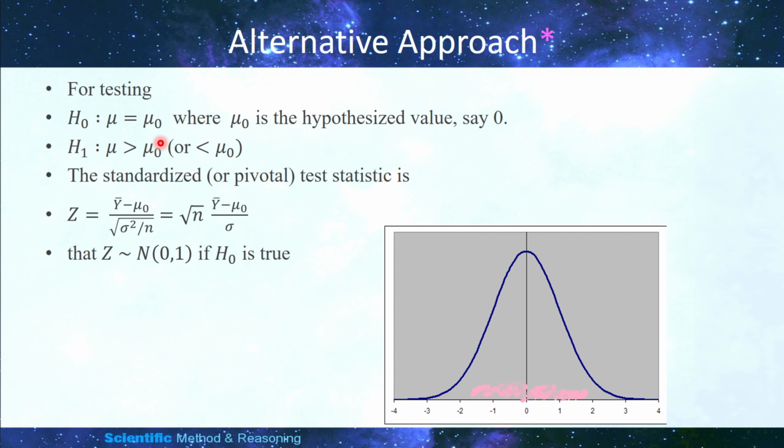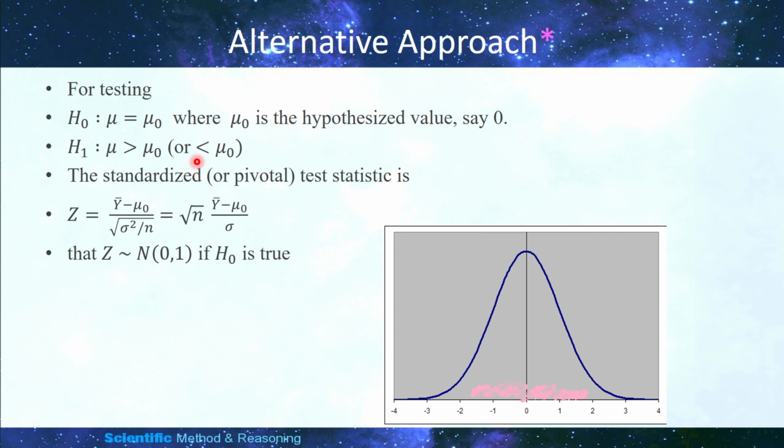Also, if we have a one-sided alternative, the alternative hypothesis is mu greater than mu naught. If the alternative hypothesis is true, we expect that the sample mean would be greater than the specified mean mu naught. So we would expect to have a large positive test statistic if we are testing this alternative hypothesis that mu is greater than mu naught.